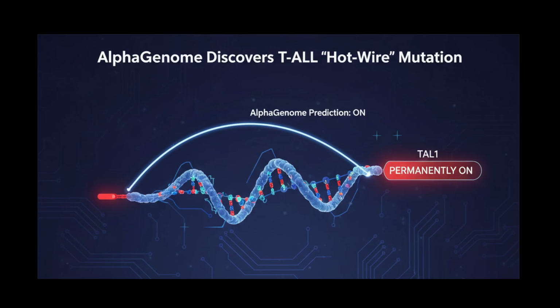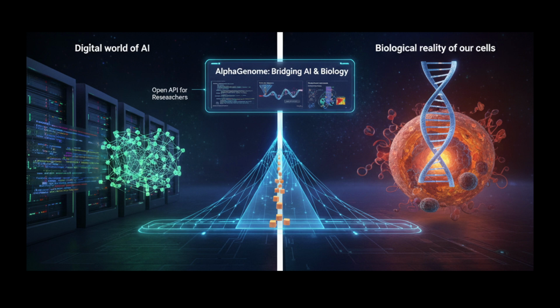Let's see this in action with a case of T cell acute lymphoblastic leukemia. Researchers used AlphaGenome to virtually screen the TAL1 oncogene. The model accurately predicted how a tiny insertion, thousands of bases away, acts like a hot wire on a car, flipping a cancer driving gene to permanently on.